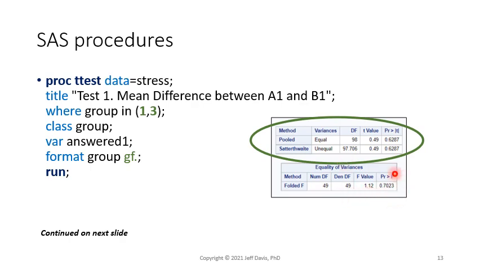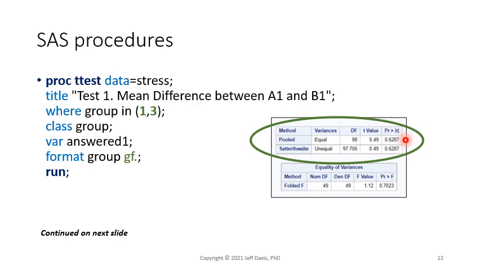Right here, we see a value that's far larger than 0.05, so we would say the variances are equal. So we look here at the pooled method. Variances are equal. DF is 98. T-value is 0.49, and we have a Pr > |t| of 0.6287.